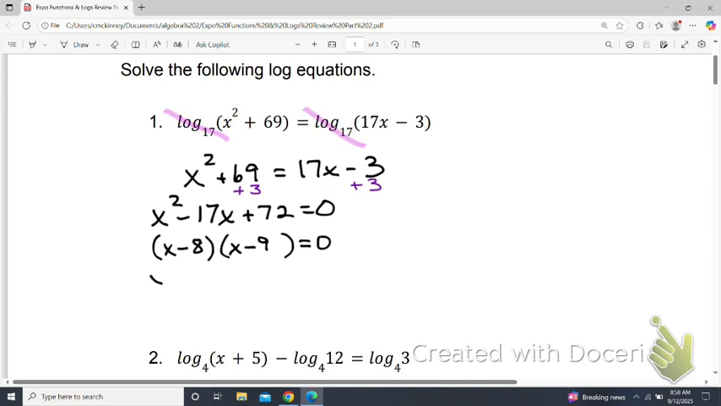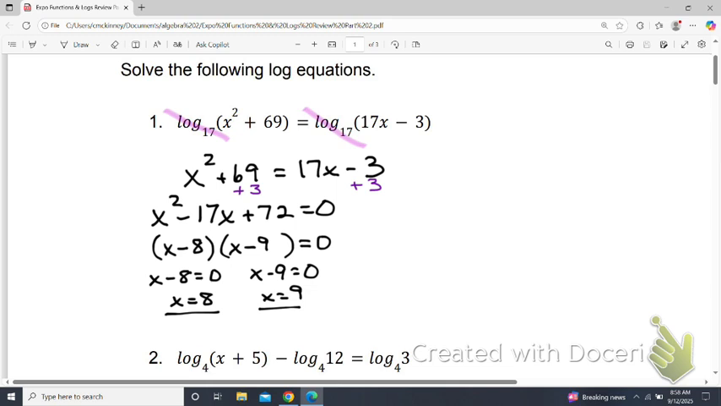And then you're going to solve each one of those. So remember, those are our factors. Those are not our solutions. So I'm going to add 8. So x is equal to 8. And then to get this x by itself, I would need to add 9. So x is equal to 9. So these are my two potential solutions.